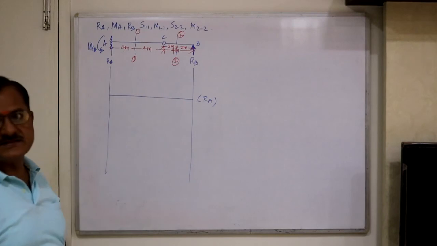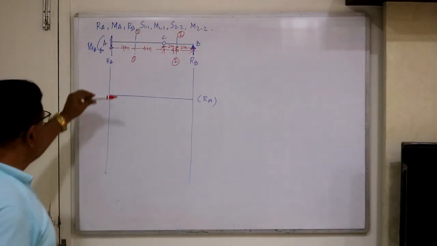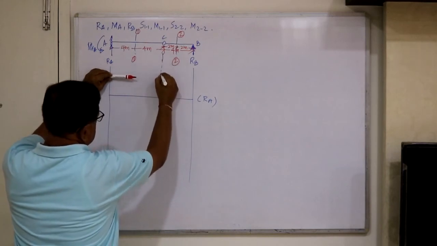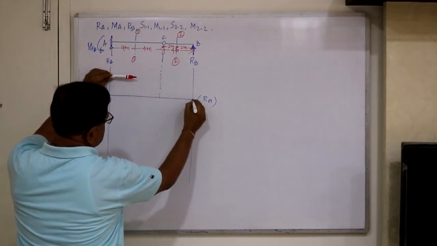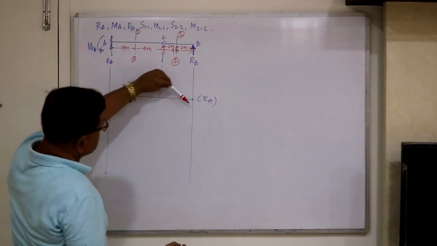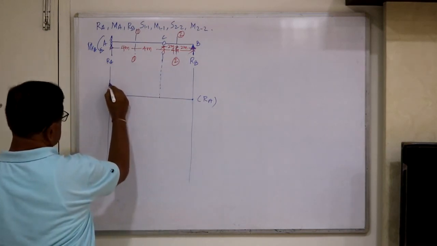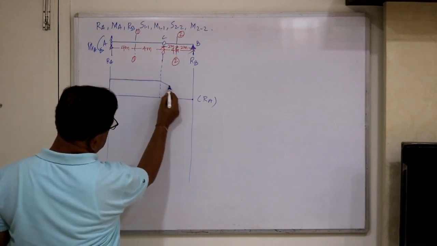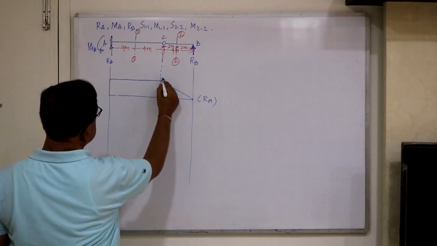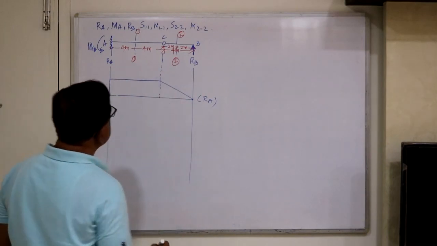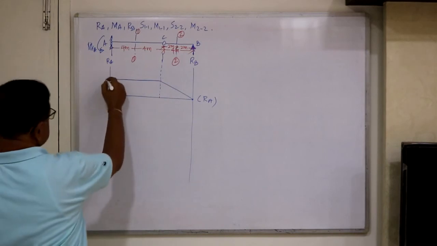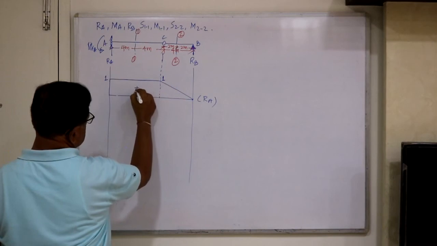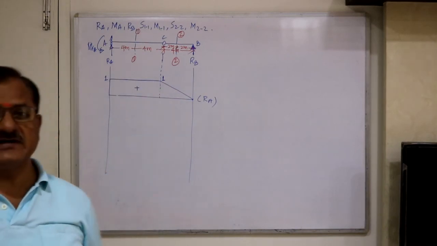RA is fixed. If we lift this RA, up to this hinge it gets lifted up. But here deflection is 0, but that is rotated, remember. Because this is fixed, fixity is to be kept up to the hinge. Here it gets rotated. So this is the ILD for RA, and this is 1. This is 1. So this is plus. So this becomes the ILD for RA.